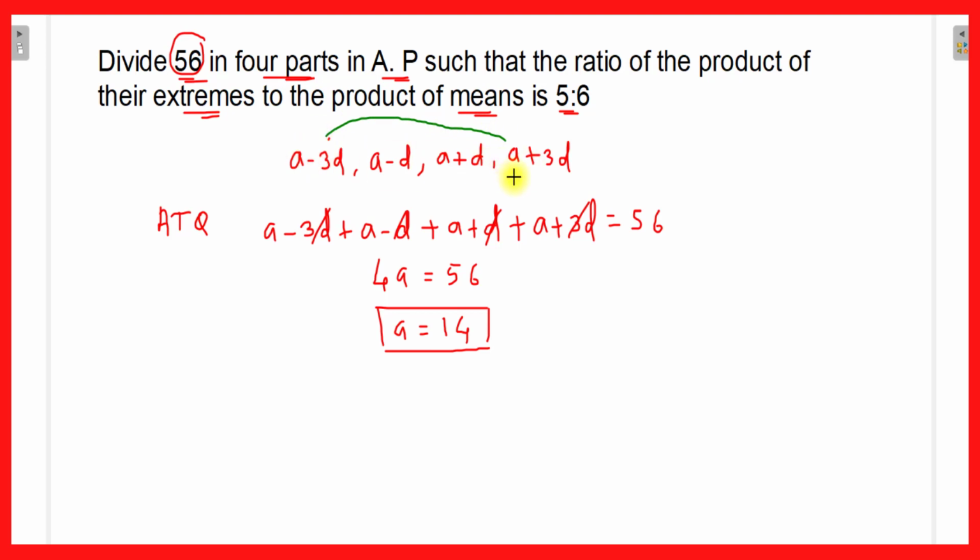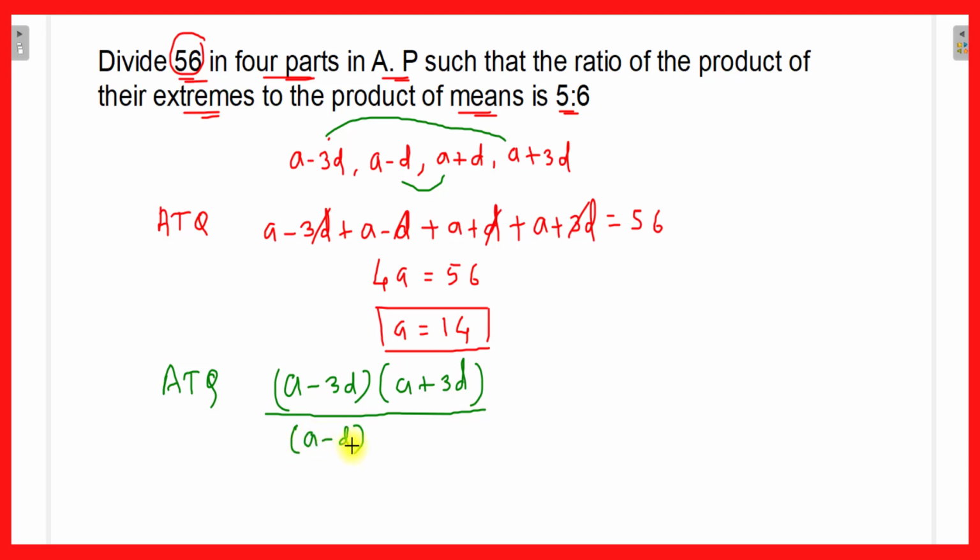These 2 numbers are called the extremities, and so the product of the extremities, according to the second condition, is A minus 3D into A plus 3D. And the ratio of the product of the extremities to that of the product of the means, these 2 numbers being called the means, so their product will be A minus D into another bracket A plus D, and this ratio is given as 5:6, which is equal to 5/6.